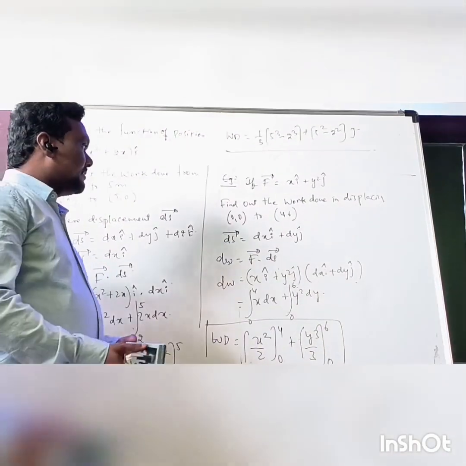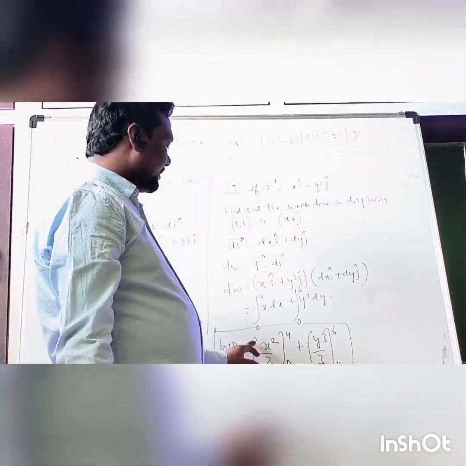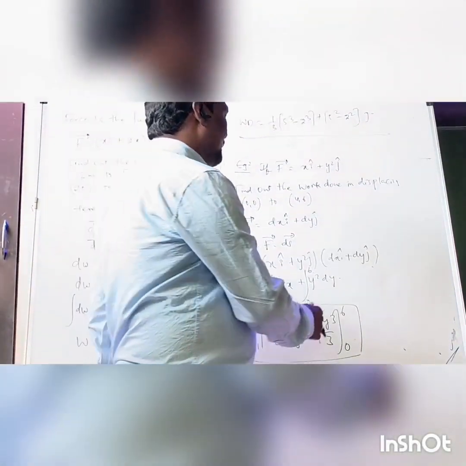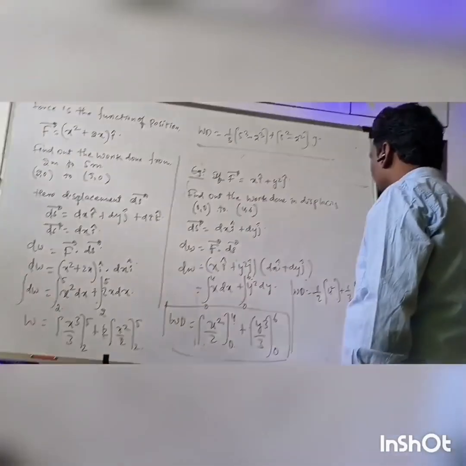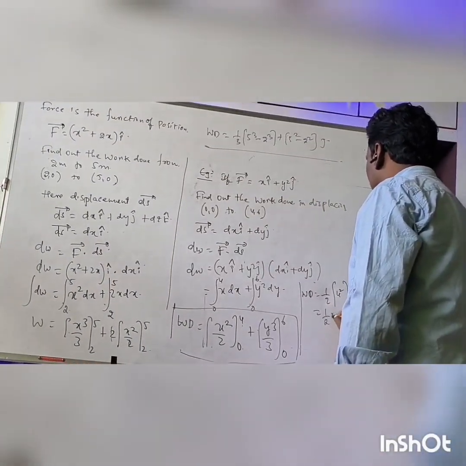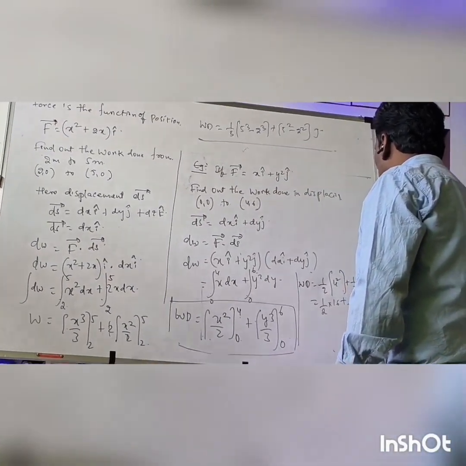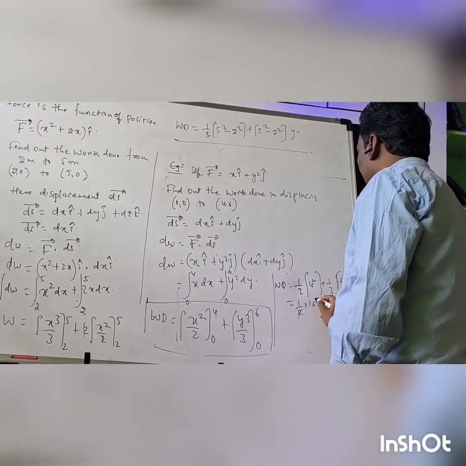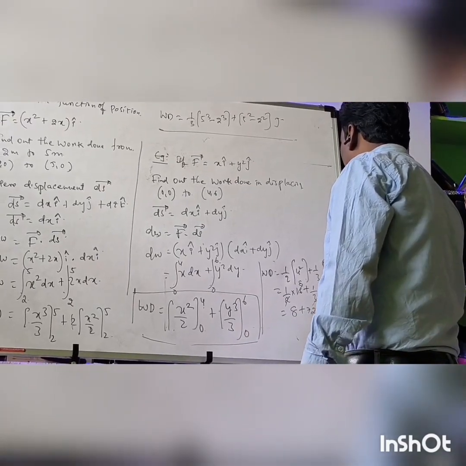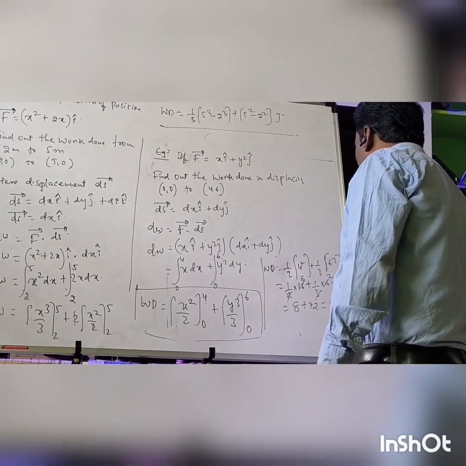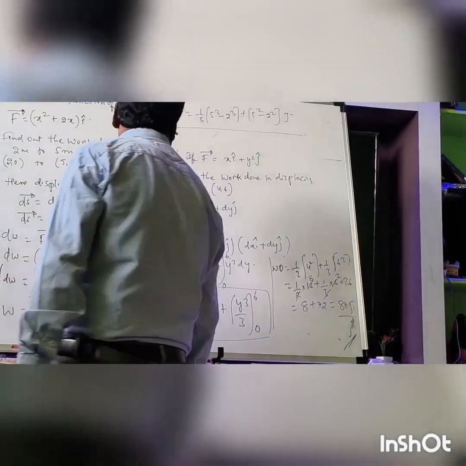So x square means you substitute 4 square: 1 by 2 of 4 square minus 0 square. Work done is equal to 1 by 2 of 4 square minus 0 square plus 1 by 3 of 6 cube. You can simplify this to 16 plus 1 by 3 into 6 into 36. 2 ones are 8, that is 8, plus 3 ones are 3, 3 twos are 72. So that is nothing but 82. You can solve the problems like this.